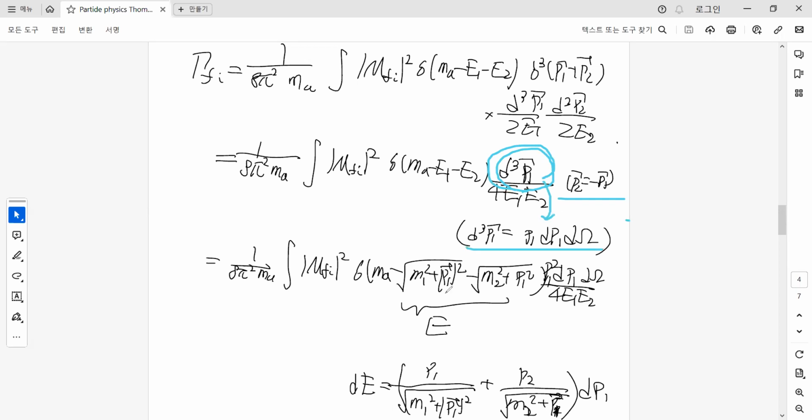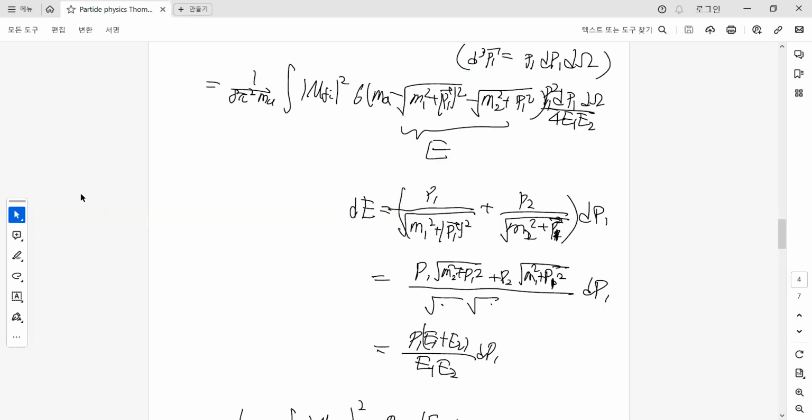And the inside part can be changed to a variable E. Then from P1 to the energy E, there is a Jacobian, a change-of-variable factor, given like that, which is very similar to the E1 and E2 phase space Lorentz invariant factor. So I will skip the calculations.